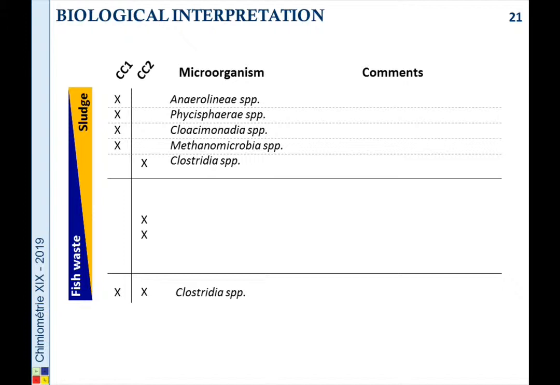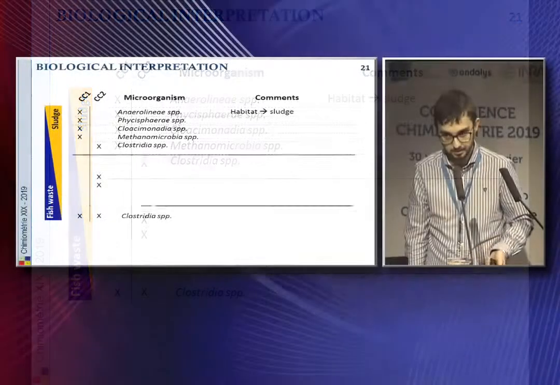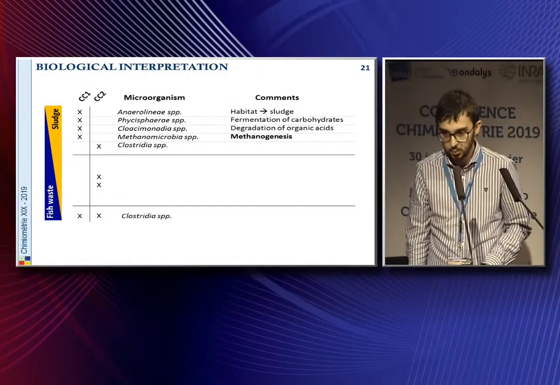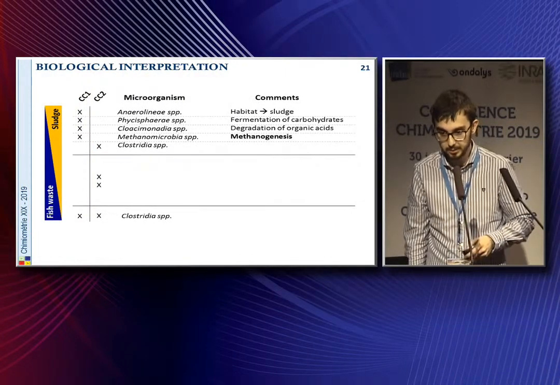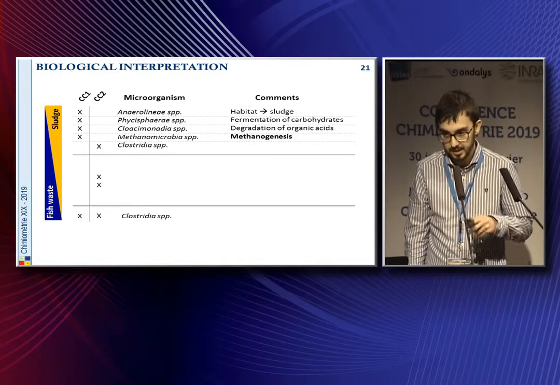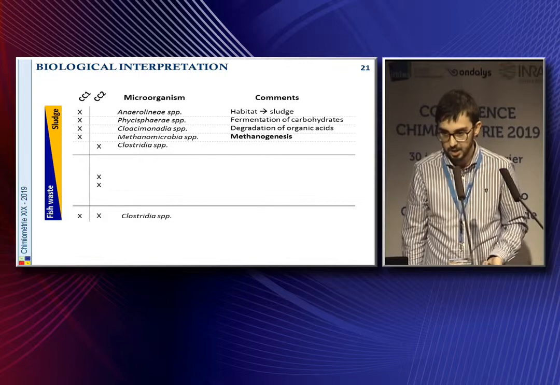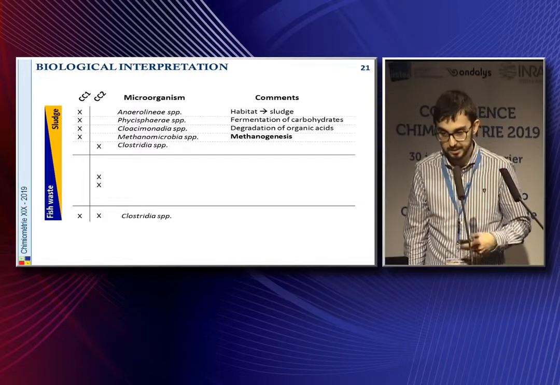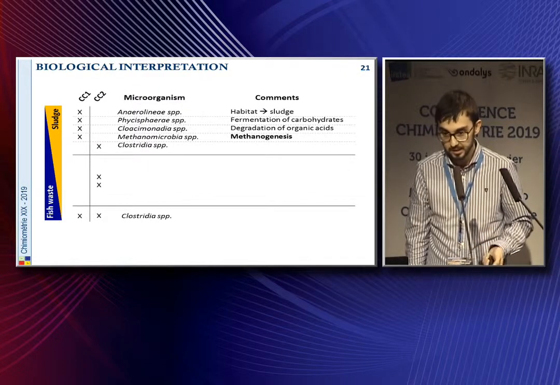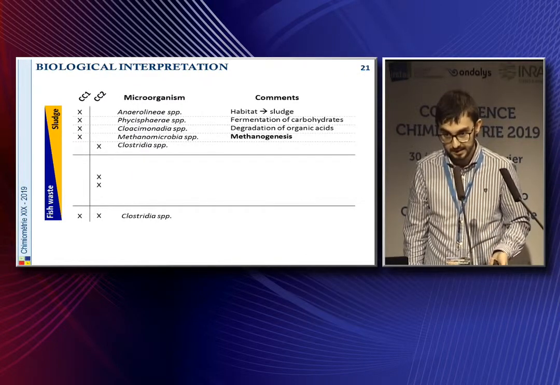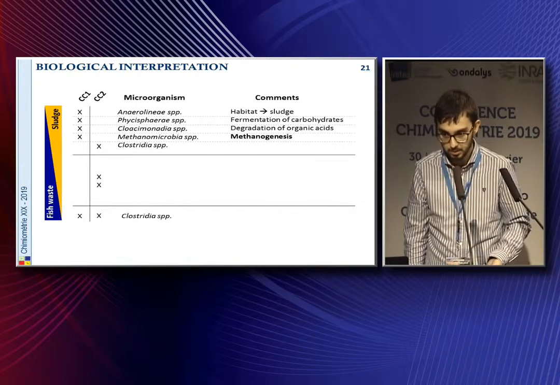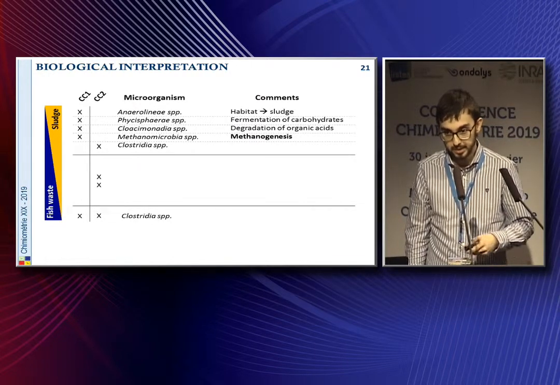So, after having highlighted all these classes, now is the time to interpret the results. We saw that these anaerobic species prefer to live in sludge, and in fact the result was expected because sludge is the natural habitat of this microbiota. Moreover, Physisfariae prefers sludge because it can ferment the carbohydrates found in this sludge. Because of this fermentation, it releases some organic acids that can be consumed by Clostridiomonadia. For that, it will also prefer sludge. And then in this degradation, it releases some CO2 that can be used by Methanomicrobia to produce methane.